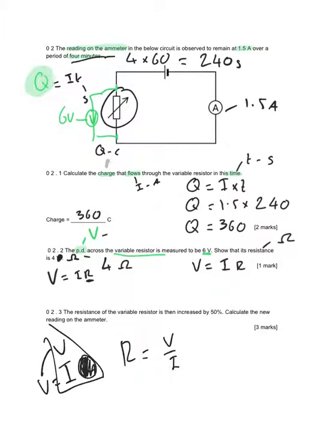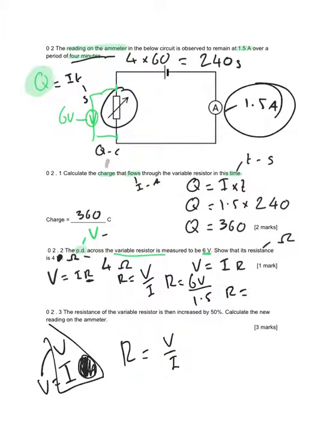Well, I know what V is. So R equals V over I. So that means that R equals our 6 volts divided by the current, which I know to be 1.5. So R equals 4 ohms. So I've just proved it there. I've just used a little bit of maths to prove that what this is saying is correct.